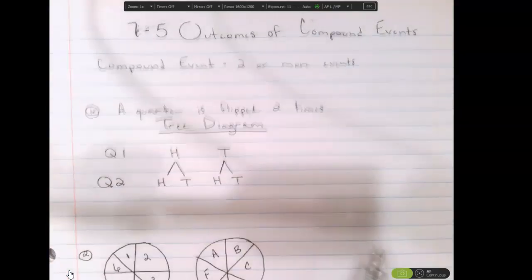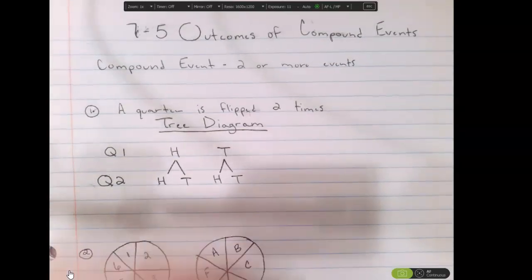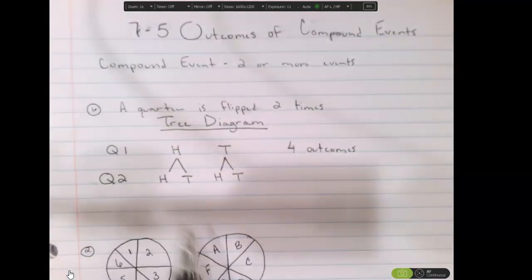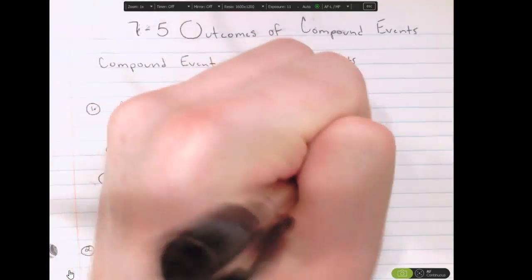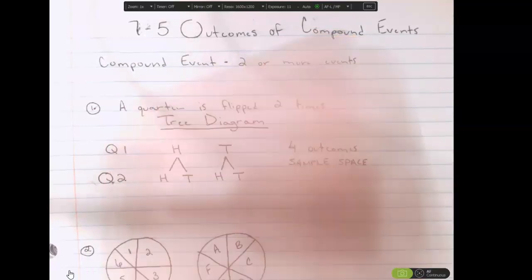So how many different outcomes did I have? Well, when you count these up, you count the last row. So there are 4 outcomes. And those outcomes, we can list them in our sample space. And remember, our sample space has all the different outcomes in it.